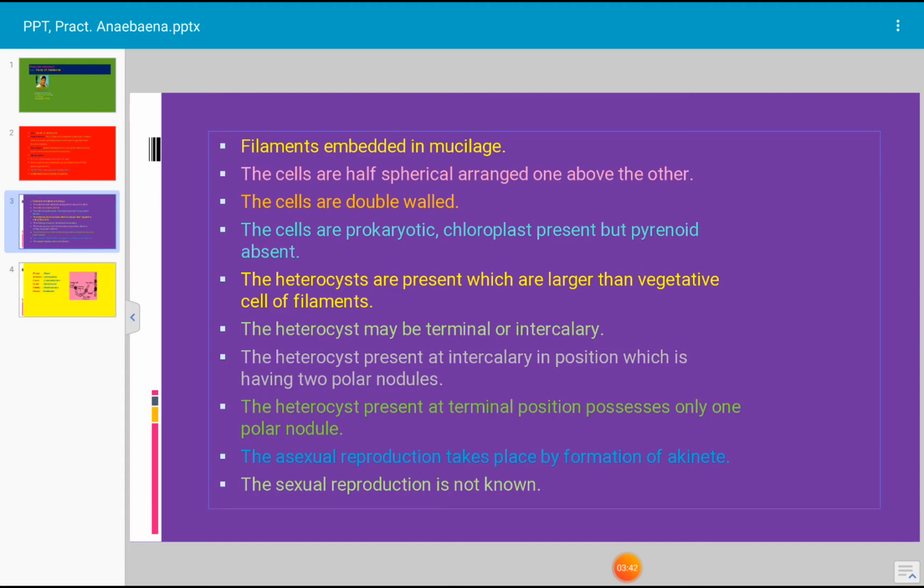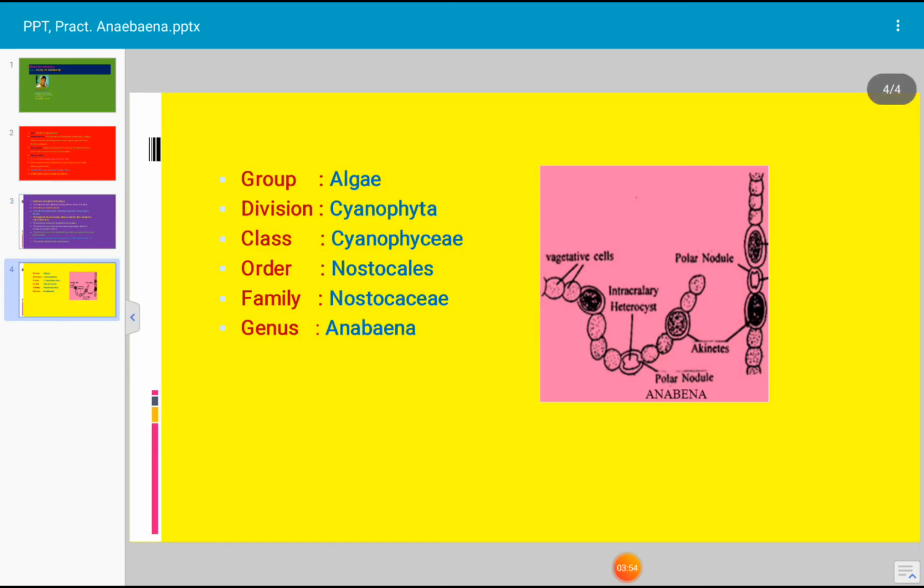The asexual reproduction takes place by formation of akinetes. Akinetes are the spores. The sexual reproduction is not known. Next, this is the photograph of Anabaena. The heterocyst is shown there. Akinete formation is shown here.